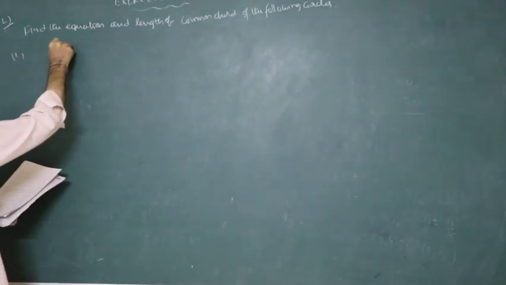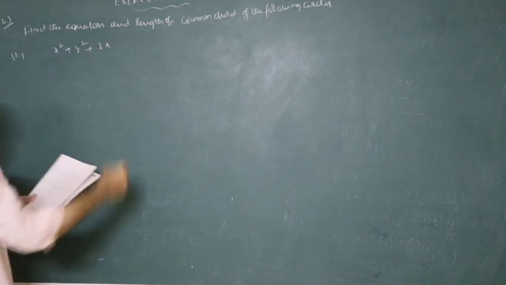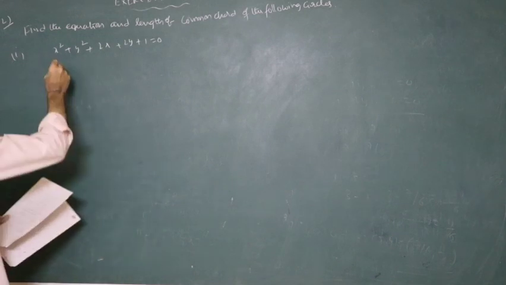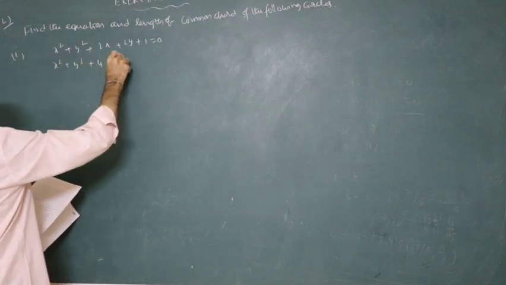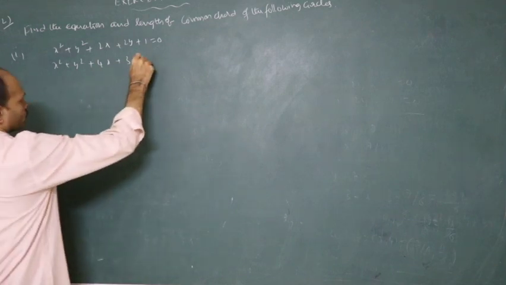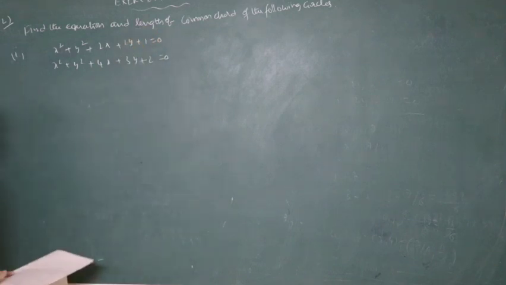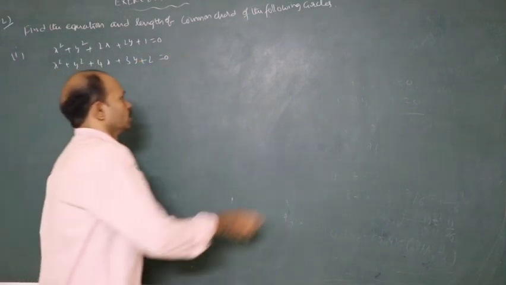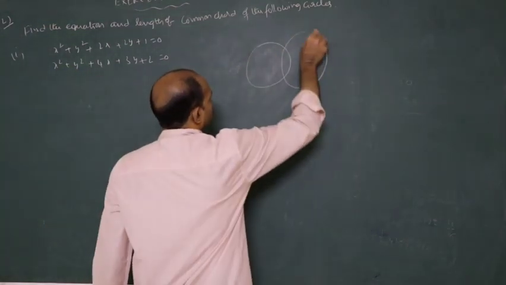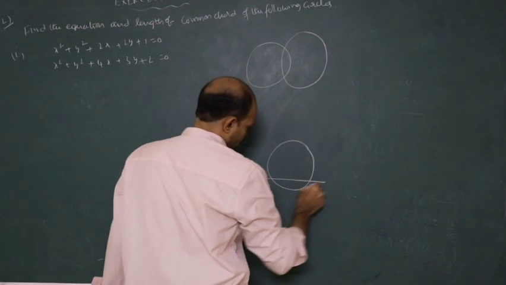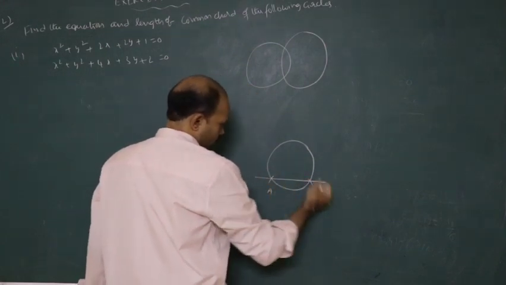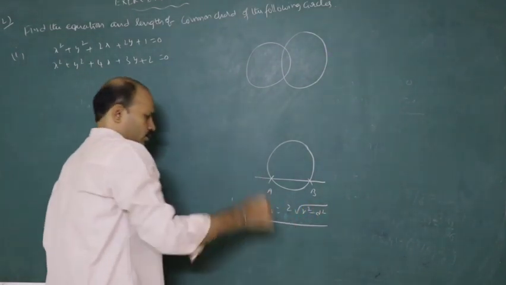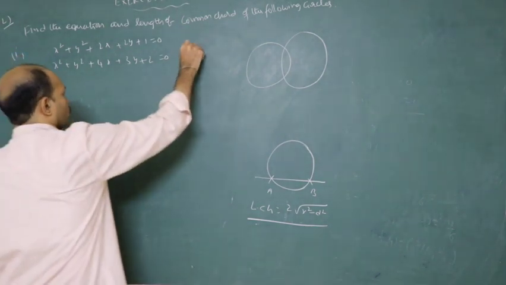First, the given circles are x square plus y square plus 2x plus 2y plus 1 is 0, x square plus y square plus 4x plus 3y plus 2 is equal to 0. Actually, in your previous chapter, you had done how to get the length of a common chord. See, these are the two circles. Of course, in the previous session you have seen it like this. Length of chord is equal to 2 root r square minus d square. So very, very important model for 4 marks.